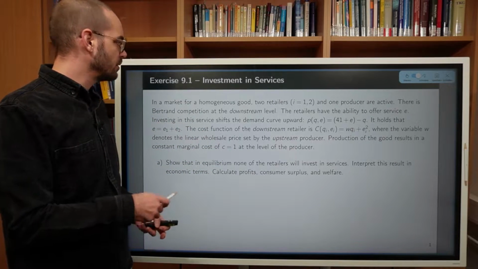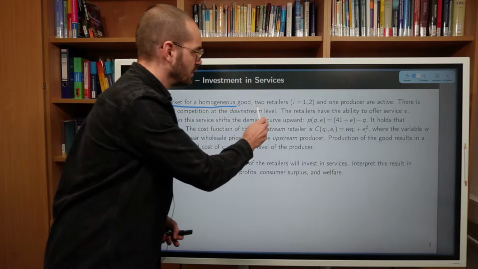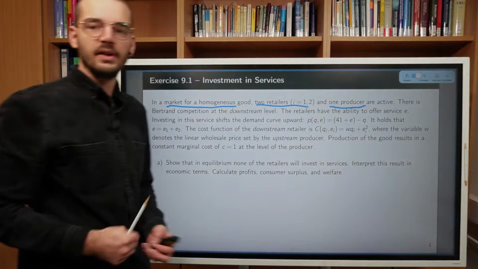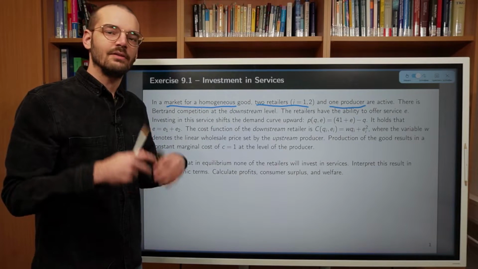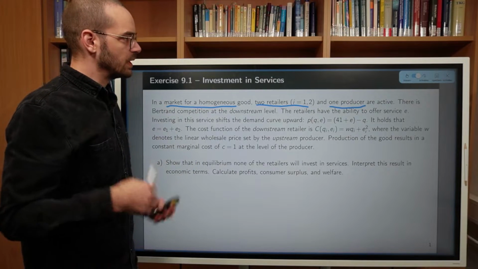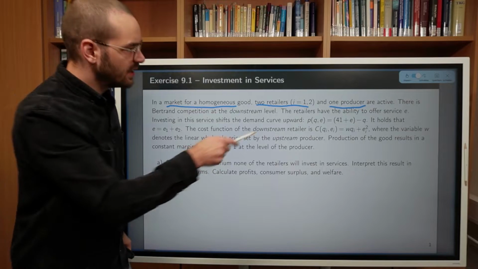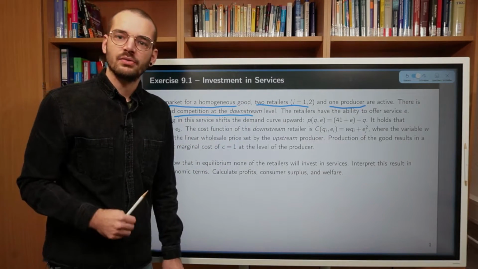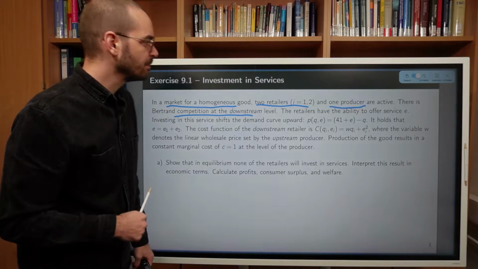We are going to consider a market for a homogeneous good on which there are 2 retailers and 1 producer. So we already know that this exercise is going to consider a vertically separated market. So we have downstream and upstream firms. We furthermore assume that on the downstream market we are going to have Bertrand competition, or competition through prices.